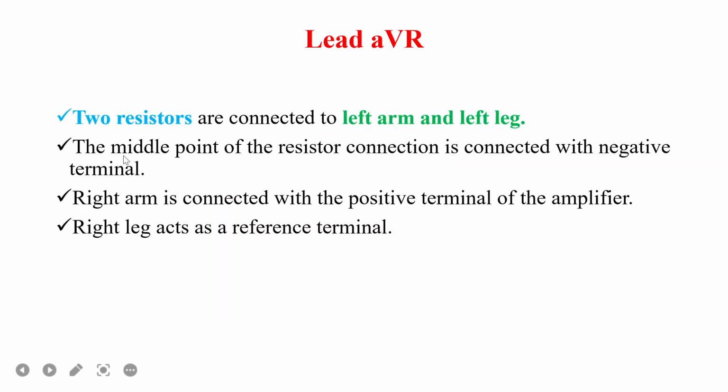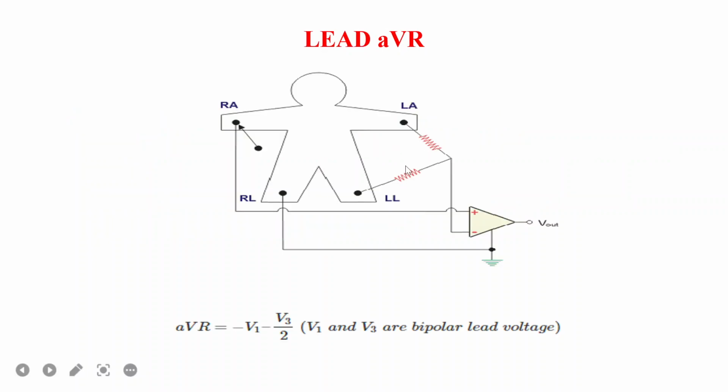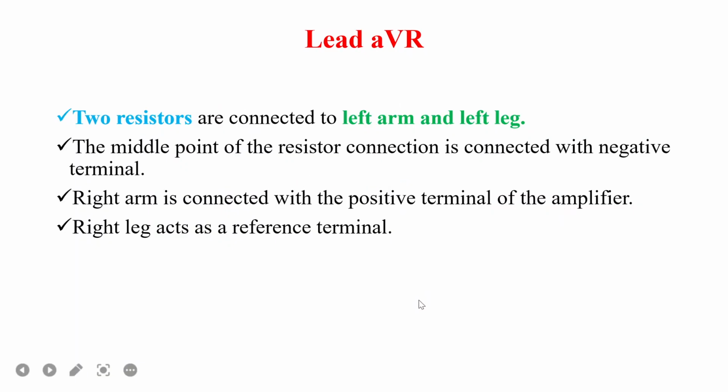Next, two resistors are connected, that is, on the left arm and left leg. These are high value resistors that we are going to set. The middle point is connected.